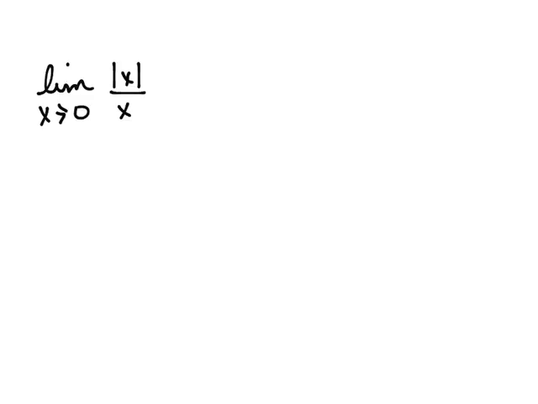To evaluate the limit as x approaches 0 of the absolute value of x over x, we could try direct substitution, but if we did that, we would get the absolute value of 0 over 0, which is undefined, so that's not going to help us any. So we might want to look at the graph of this particular function, or we might want to make a table of values and see what is happening as we get closer and closer to 0 from both the left and the right.